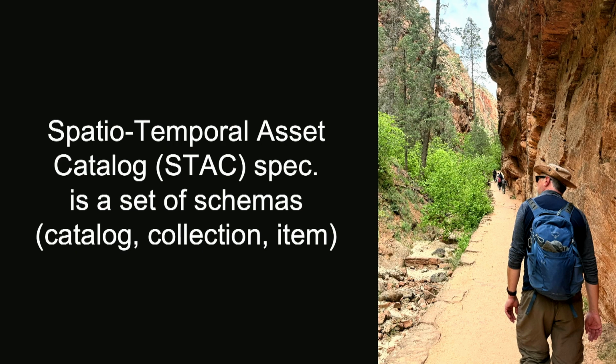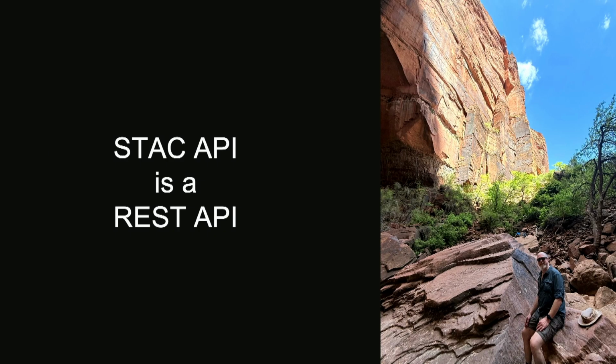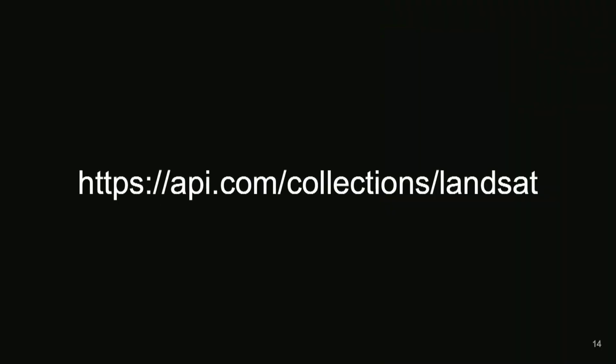STAC is a specification, a set of schemas for a catalog, a collection, an item, and that maps really well to Data Cube's database of products and datasets. You don't really need to know what that means, but it just so happens that they're both really similar models, so they're both designed by smart people. Now, STAC also has an API. This is Matt resting. STAC API is a REST API. That's unrelated.